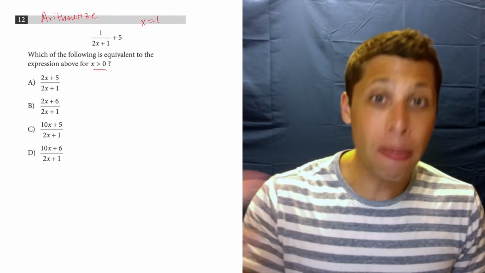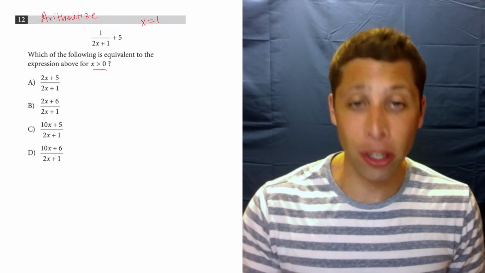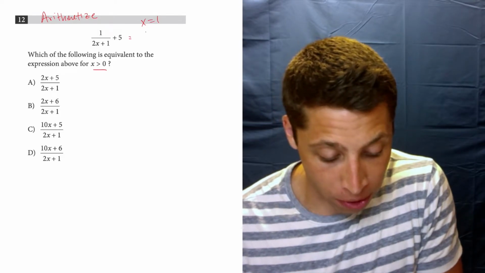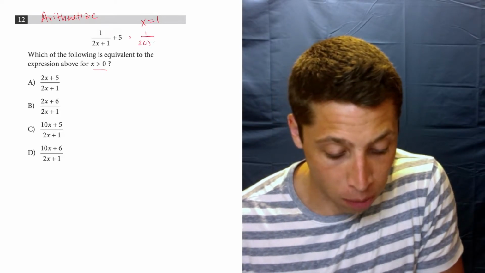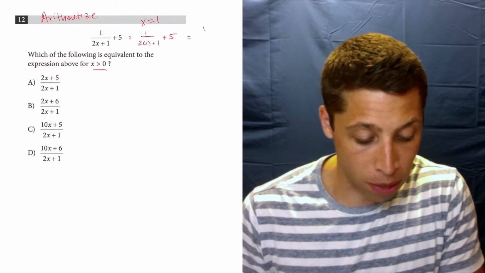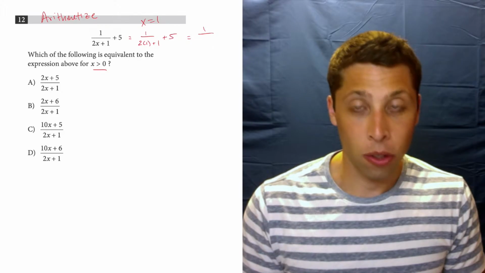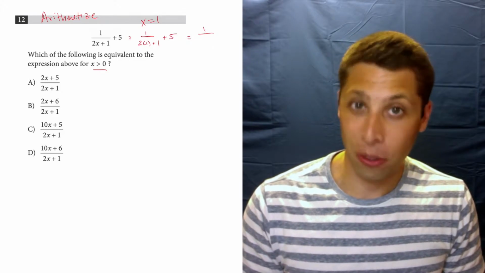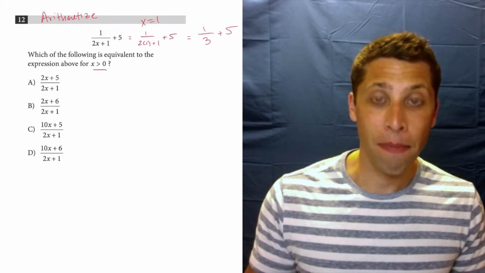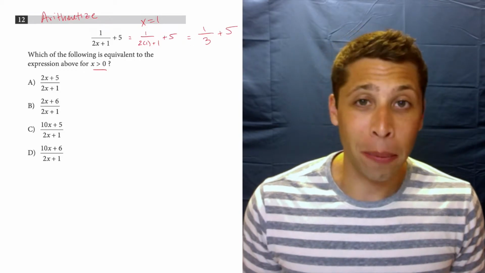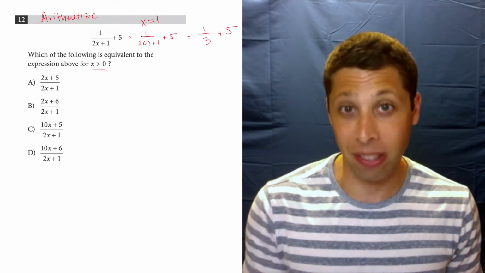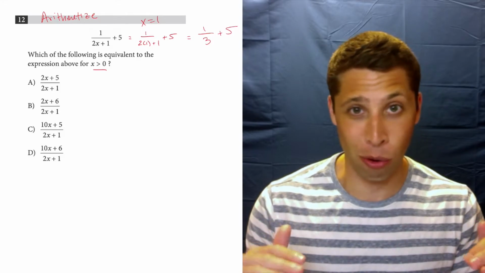So what that means then is I just rewrite this expression with 1 in place of my x. So now it's going to be 1 over 2 times 1 plus 1 plus 5. Okay, well that's not so bad. 1 over, well, 2 times 1 is 2, plus 1 is 3, and then 5 is 5. Now these are kind of annoying numbers to add. We have to deal with the fractions, but you need to know how to deal with this level of fraction. So this complication shouldn't throw you off too badly.